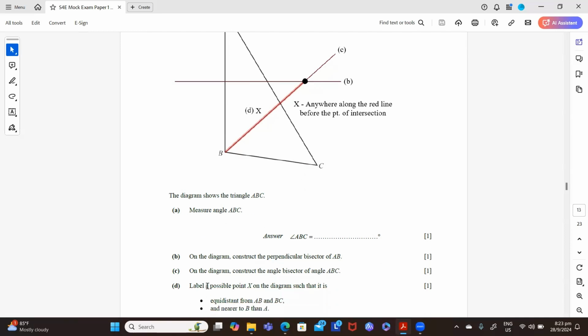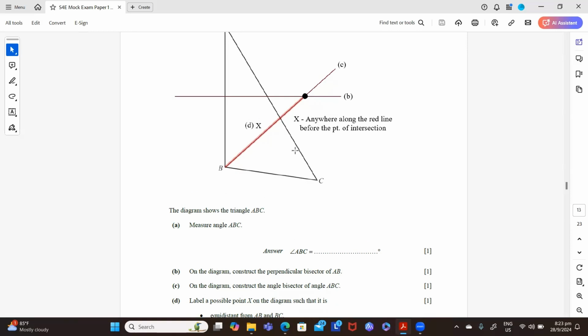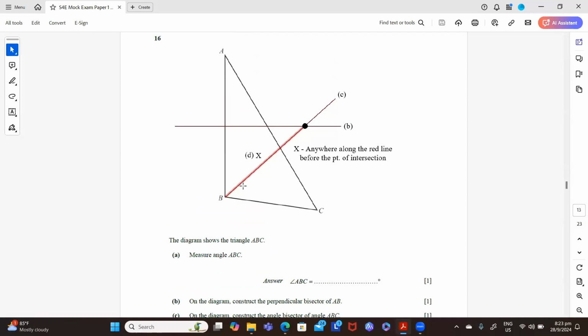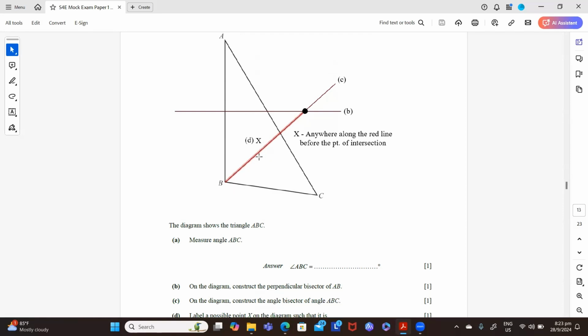Now for part D, label a possible point X on the diagram such that firstly it's equidistant from AB and BC. So you can mark X to be any point on this line, okay? And the second criteria is it needs to be nearer to B than to A. So right from here all the way to the intersection point, this point here will be nearer to B than to A. Anything exceeding this intersection point will be off. So any point on this line here, up till the intersection.